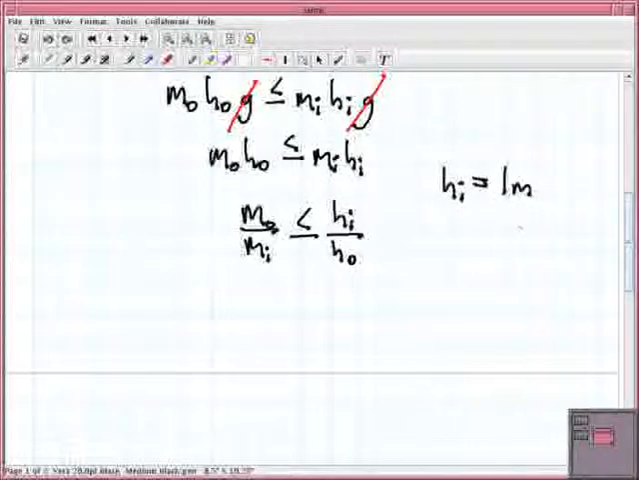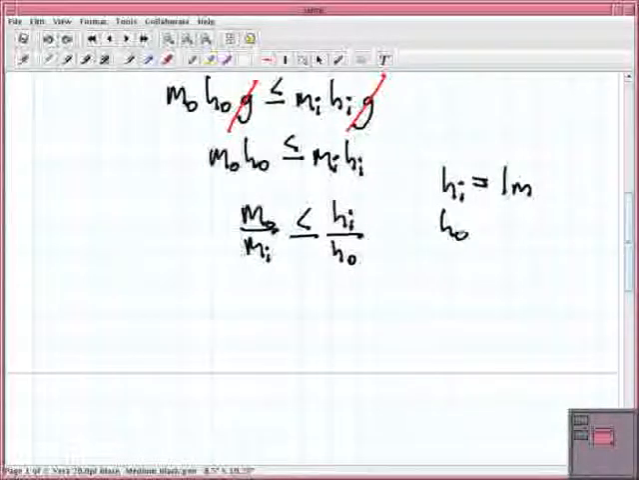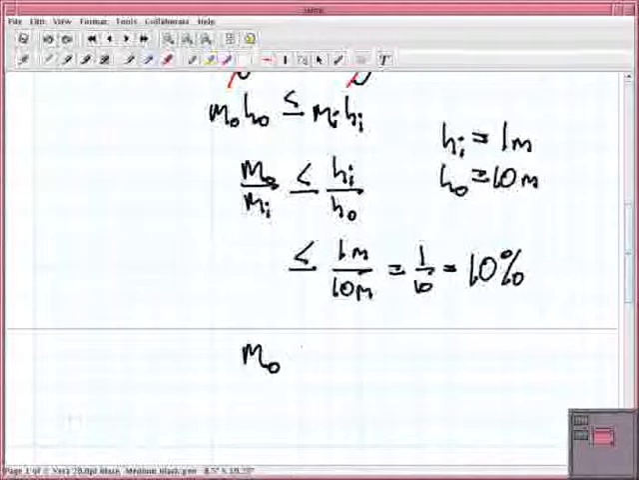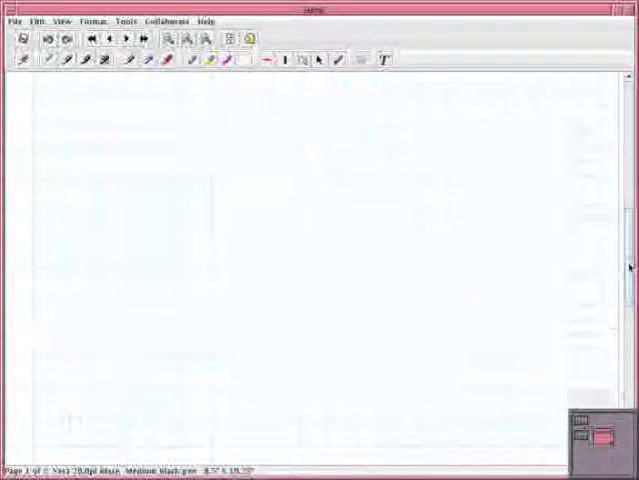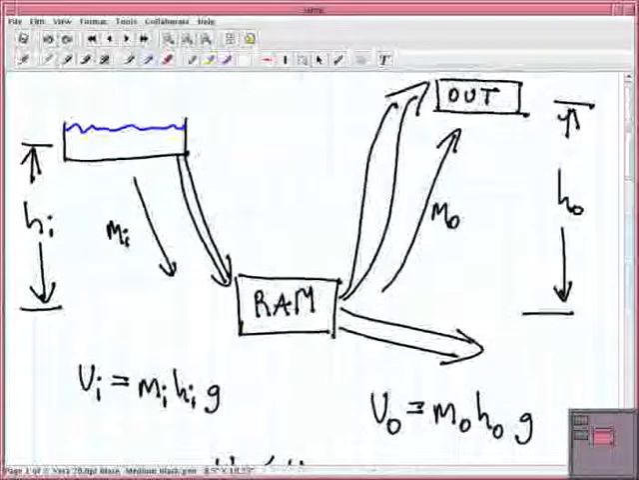So let's say our initial height is 1 meter, which is to say our reservoir is 1 meter above the ram, and let's say we're trying to pump up to a height of 10 meters. That would give us an HI over HO of 1 meter over 10 meters, which is just going to be 1/10 or 10%. And we multiply through by MI, we have this relationship here. So the output mass of water can be no more than 10% of the input mass.